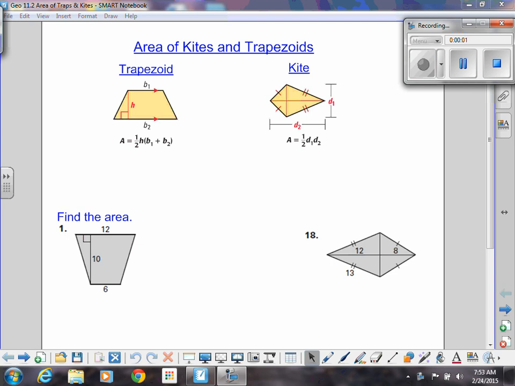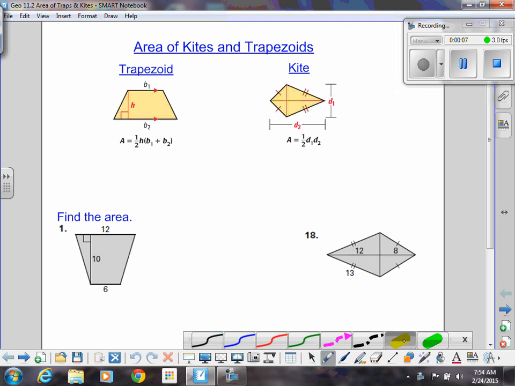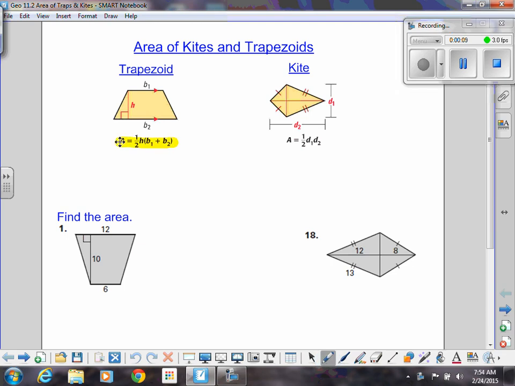Hello, we're going to talk about area of kites and trapezoids today. So the area of a trapezoid is this formula: 1/2 times the height times base 1 plus base 2.